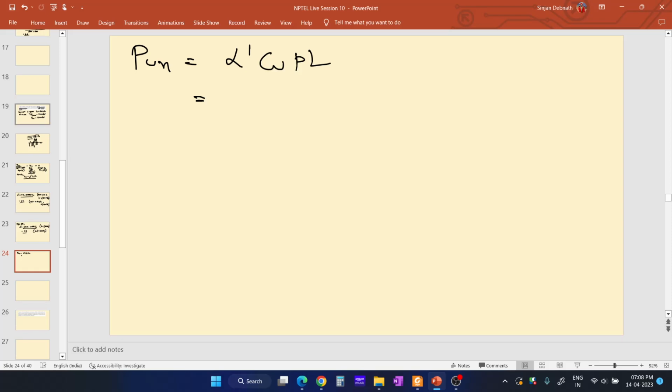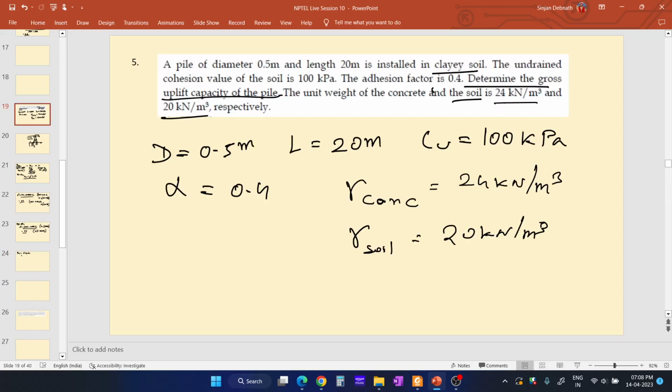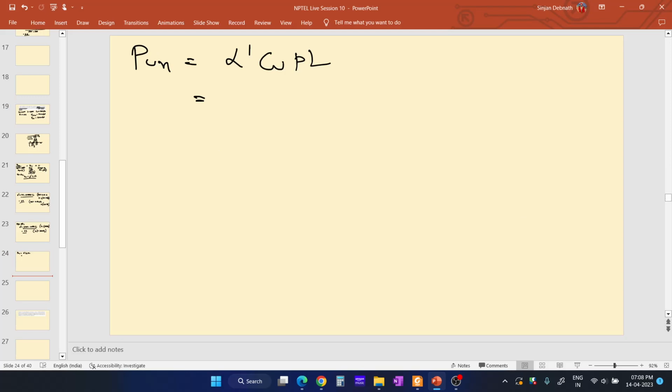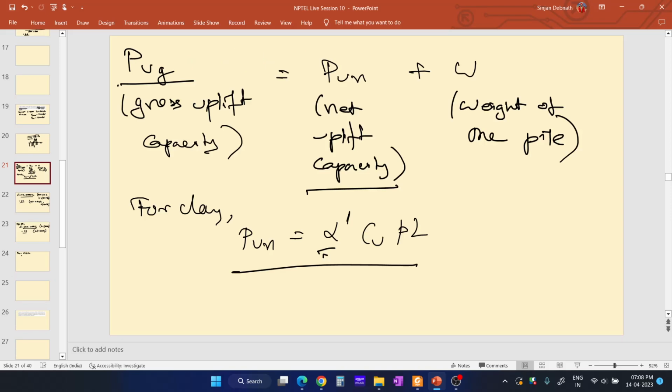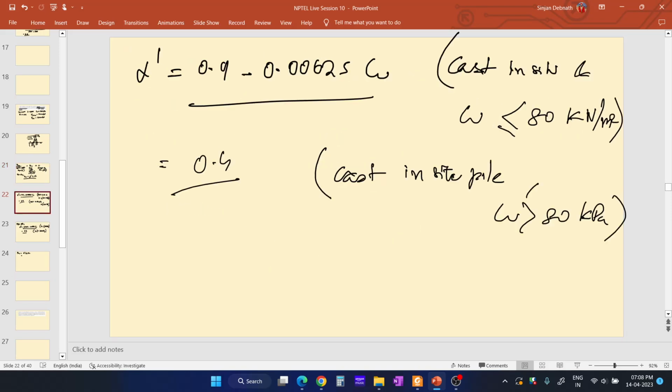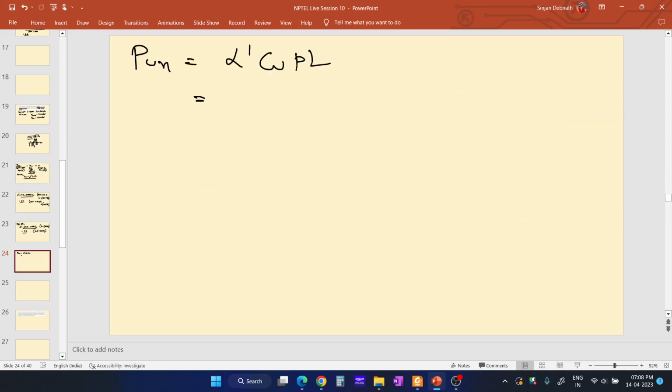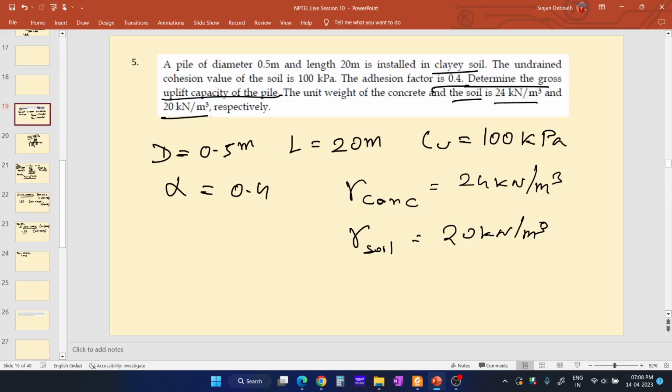Alpha dash is already given in the question. It is 0.4, the adhesion factor. If it was not given in the question, then we would have to determine that alpha value from these equations. So P_un equals alpha dash times Cu times perimeter times L. Alpha dash is 0.4, and the value of Cu, the cohesion, is 100 kPa.